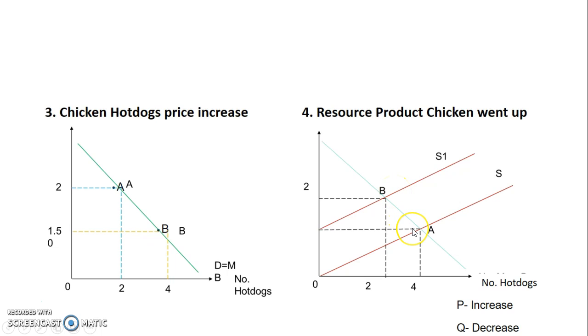The price of chickens, which is key to the manufacturing of hot dogs, if that price went up, then the quantity of chicken hot dogs will decrease, because it would be an extra cost to the manufacturer to produce hot dogs at a higher price. So the supplier would cut down on the amount supplied, shifting the curve to the left.